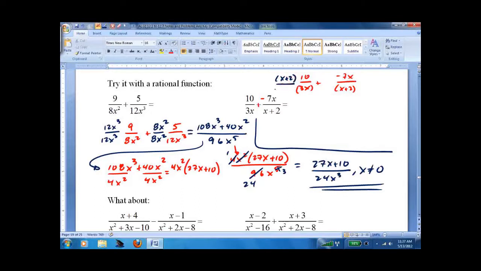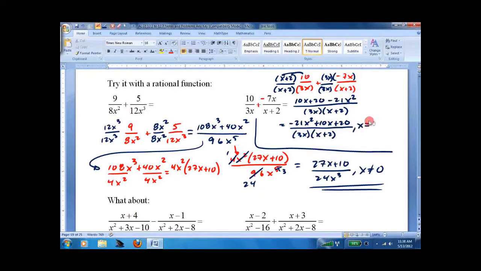X plus 2 over x plus 2, 3x over 3x, distribute: 10x plus 20 minus 21x squared all over, and I'm not going to distribute the bottom because I might have to cancel later. Also, it's easier to find my excluded values. Can't do anything with the top. The bottom just stays the same. x cannot equal 0, negative 2.